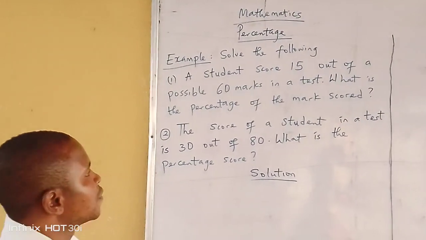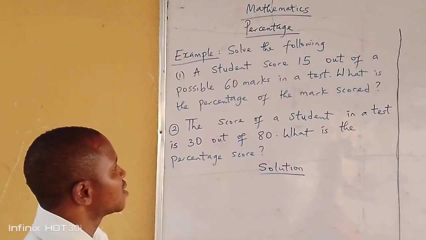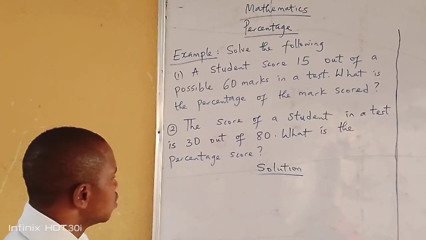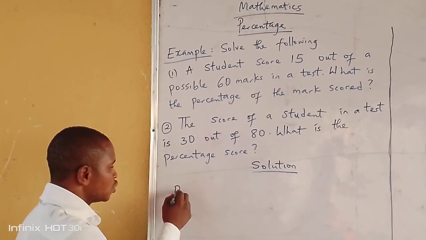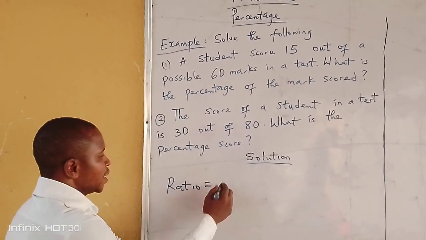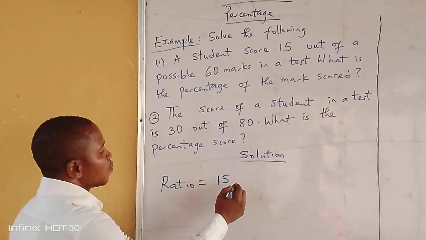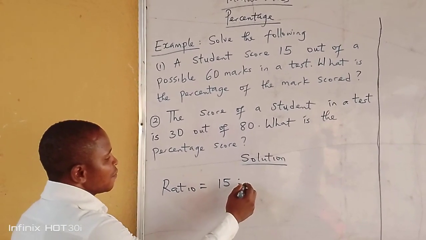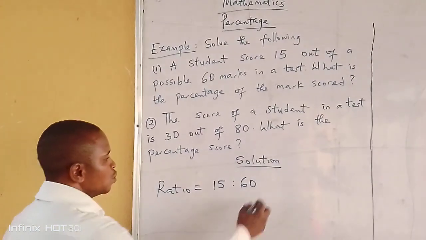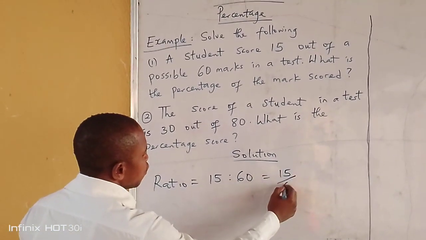A student scored 15 out of a possible 60 marks in a test. What is the percentage of the mark scored? So you need to write this in the form of a ratio. The score of the student is 15, while the total mark is 60. So we have 15 over 60. And if you want to write this in the form of a fraction, you will end up having 15 over 60.